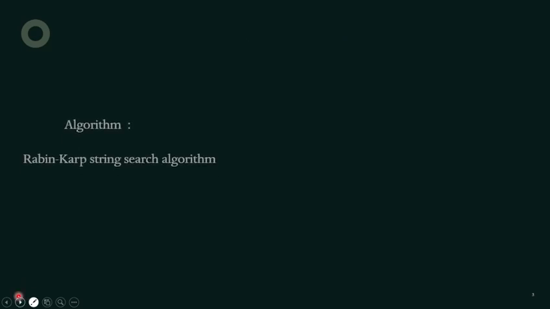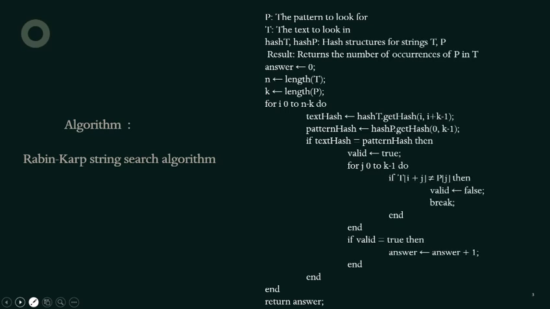Now let's see the algorithm of Rabin-Karp search. P is the pattern to look for and T is the text to look in. Thash and Phash are the hash functions. We will see the functions. N is the length of the text and K is the length of the pattern. Here we are taking the hash value of the first substring of the text of length K, which is the pattern's length, and we are also computing the pattern hash value.